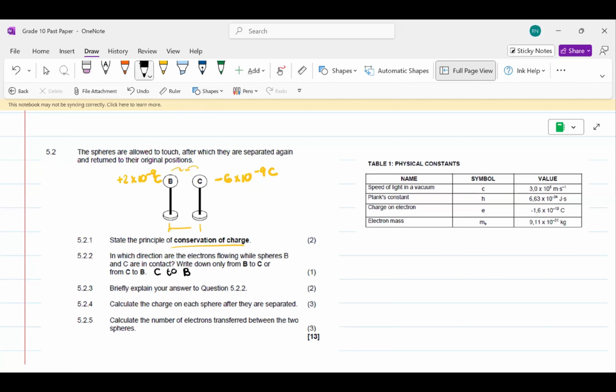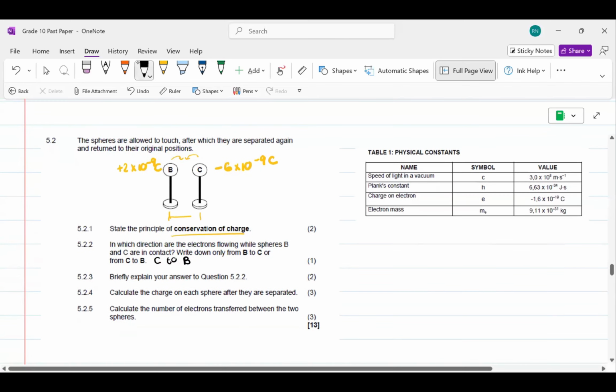So the sphere C has a negative charge and thus has an excess of electrons which are shared equally, and only the electrons flow from C to B. Okay, so that would be your explanation. Then they say calculate the charge on each sphere after they are separated. Okay, so we have a formula for this. What is the charge on each sphere after it is separated?